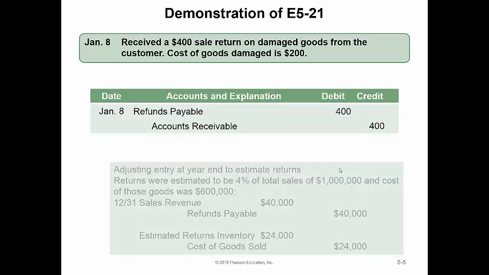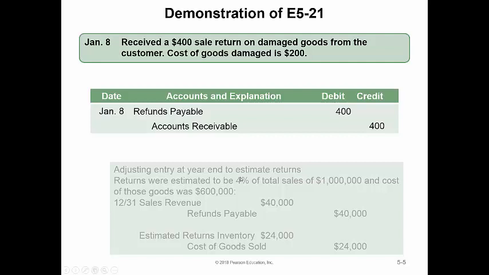The next entry on January 8th, the sale we just made, $400 of those goods were deemed to be unacceptable, so our buyer returned them to us. So the way we record that is we're going to debit the liability account refunds payable, and we're going to also reduce the accounts receivable because we're no longer going to receive $400 worth of those goods. Now I know that seems really strange to be debiting a liability account because we've probably never done that before, but this is where it comes from.